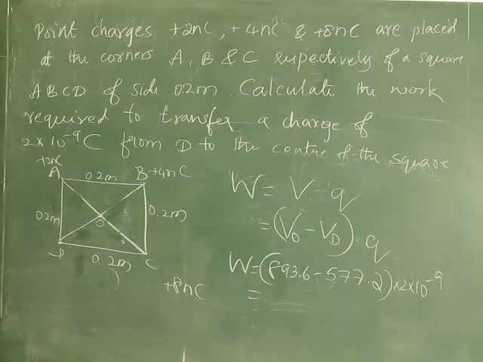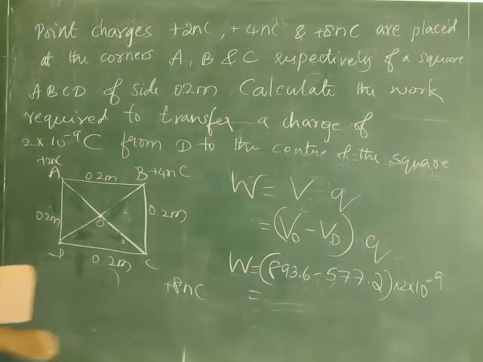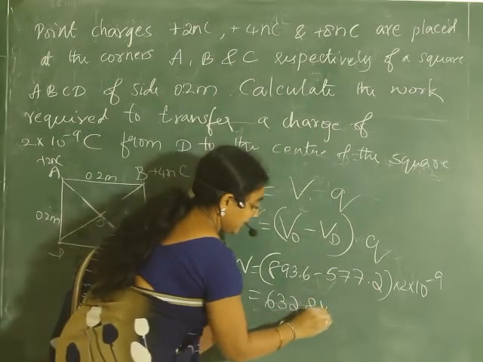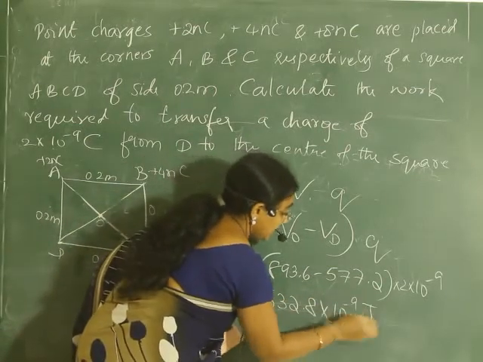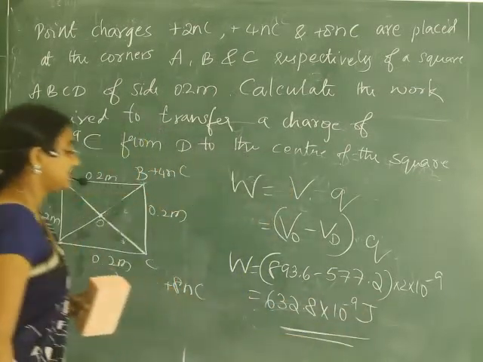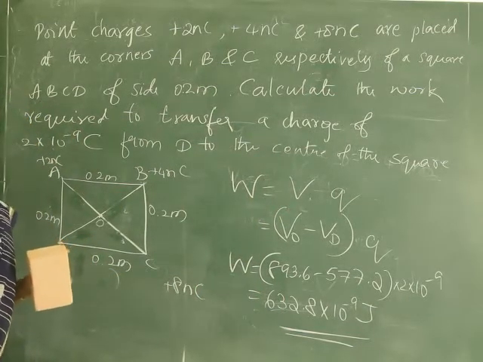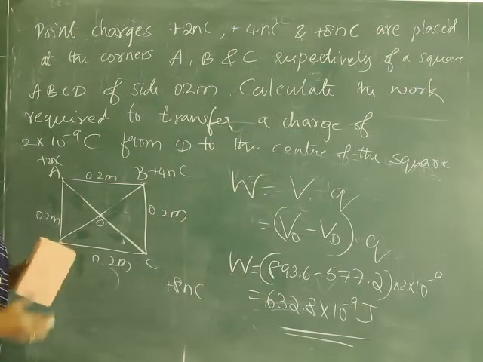Answer is 632.8 into 10 to the power minus 9 joules. Did you get the same? Try to solve.